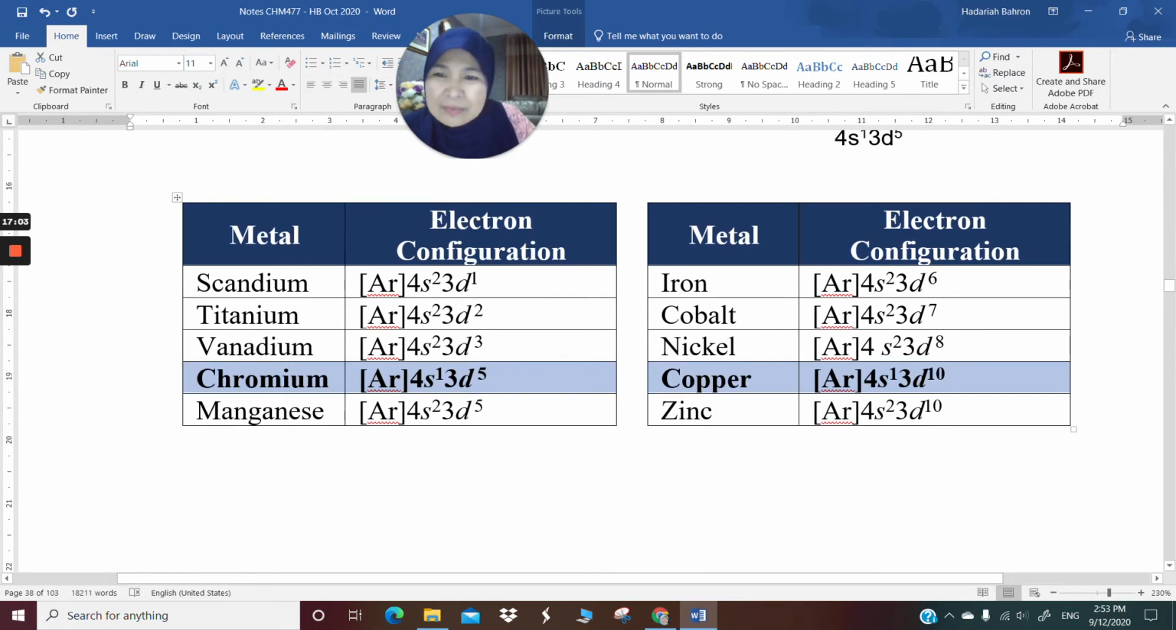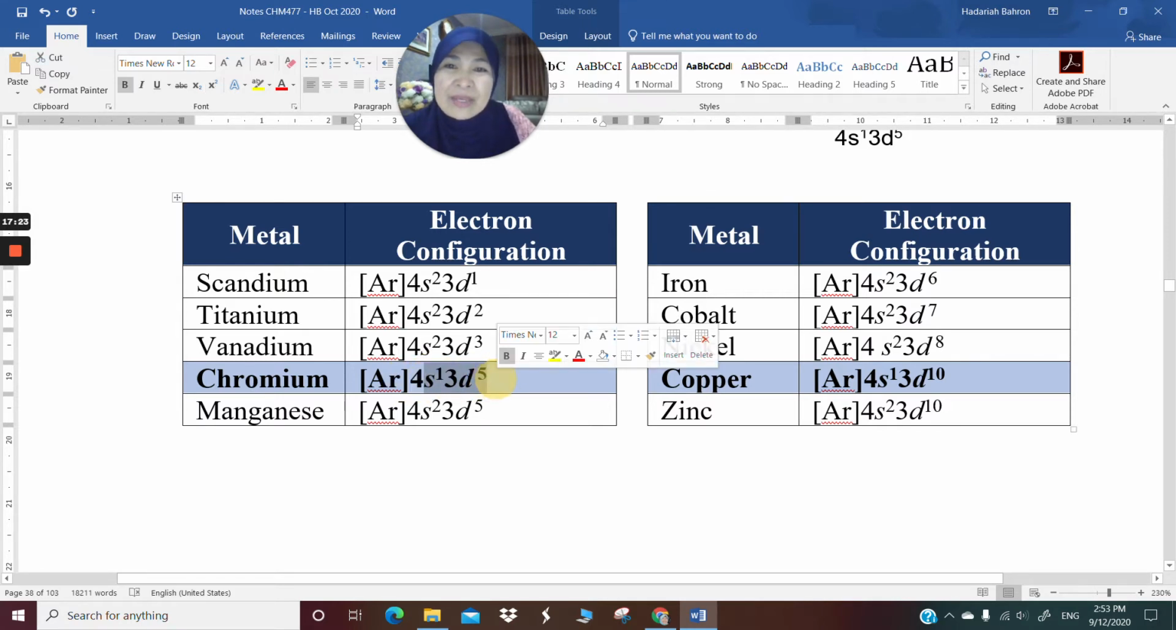So scandium, as I mentioned to you earlier, is argon 4s2 3d1. Titanium, argon 4s2 3d2. Vanadium 4s2 3d3. Chromium 4s1 3d5. Yeah. Chromium is 4s1 3d5. Why the irregularity? Because this arrangement is half filled d orbital gives extra stability.